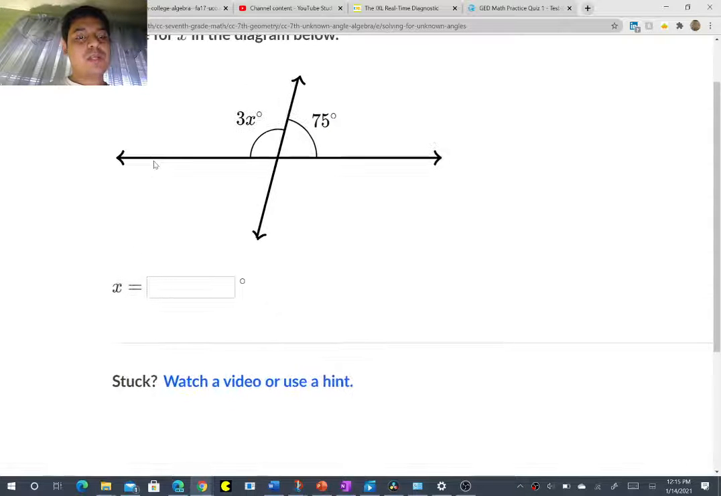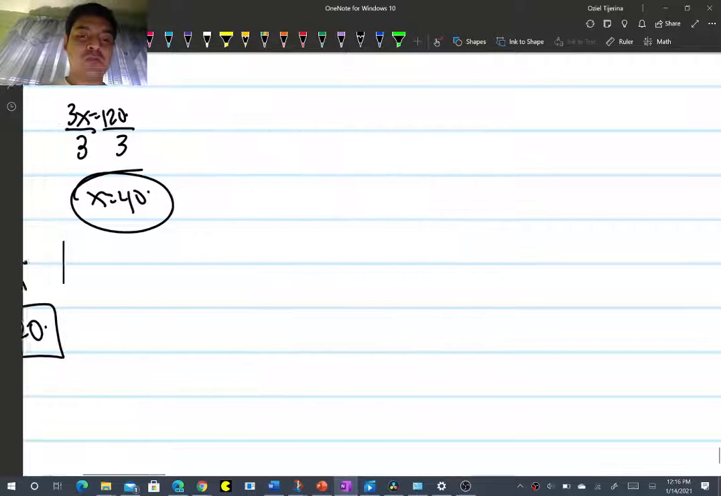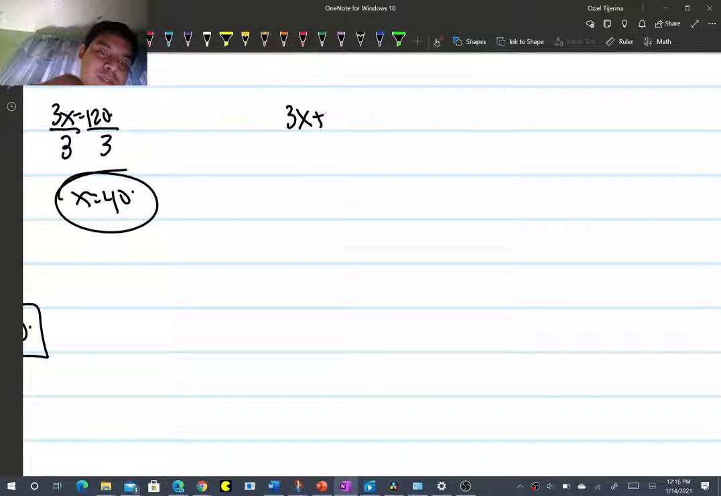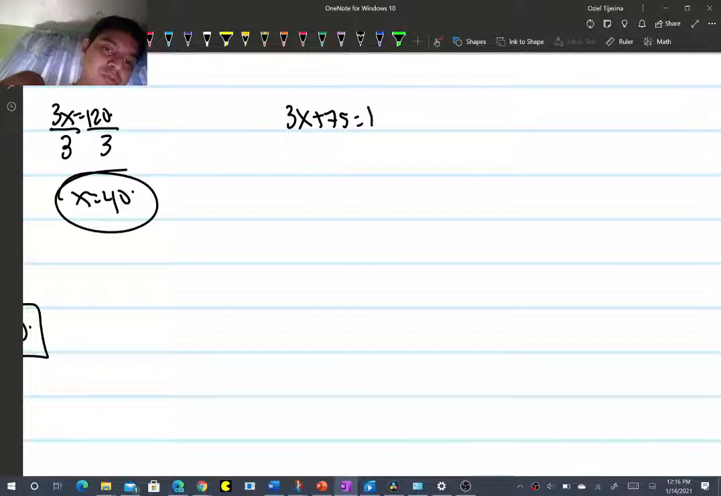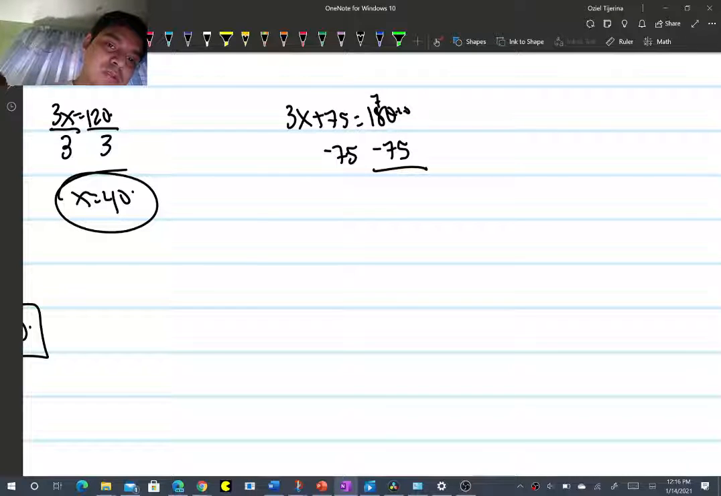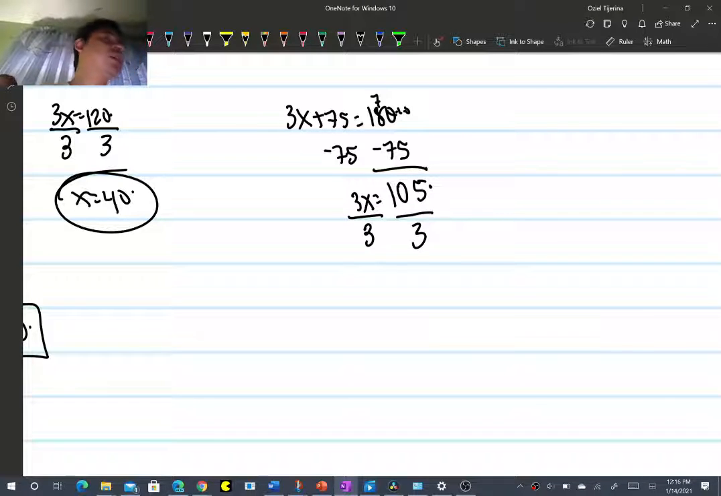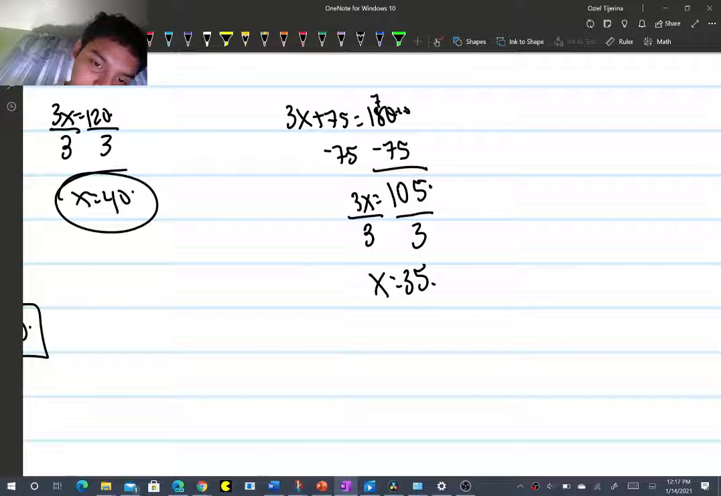Now we have 3x and 75 degrees. Okay, so this is a straight angle, so it's 180. So 3x plus 75 equals 180. What you're going to do is subtract 75 on both sides. You have 105 equals 3x, divide both sides by 3, and so x equals 35 degrees.